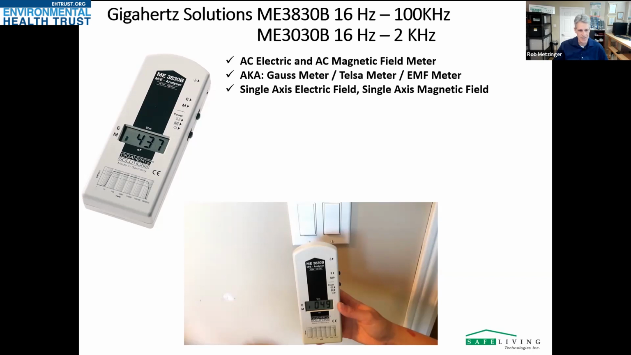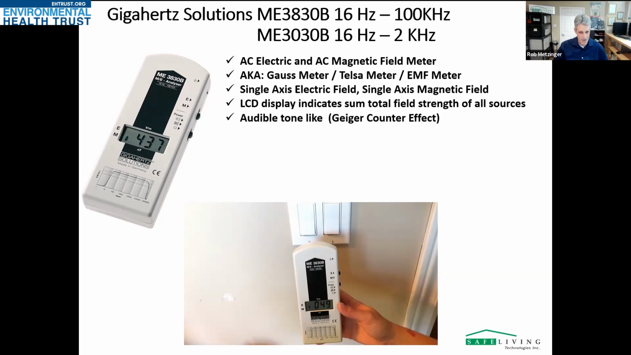That's one of the advantages of these meters: they're super sensitive, and they analyze very high frequencies as well. They have an LED display which indicates the sum total of the field strength of all sources. So it's like a broadband meter, within a frequency range of 16 hertz to 2 kilohertz, or 16 hertz to 100,000 hertz. They have an audible tone, like a Geiger counter effect. It'll tick louder and faster as you approach a source, and slower when you move away from the source. I've got a video to show that as well.